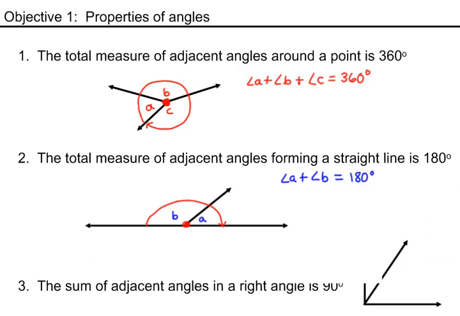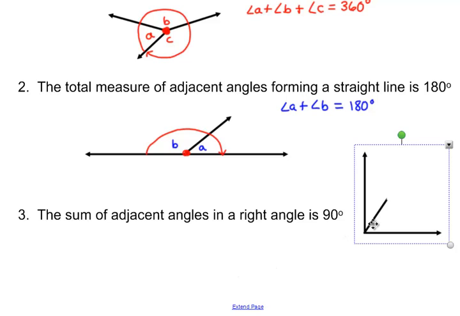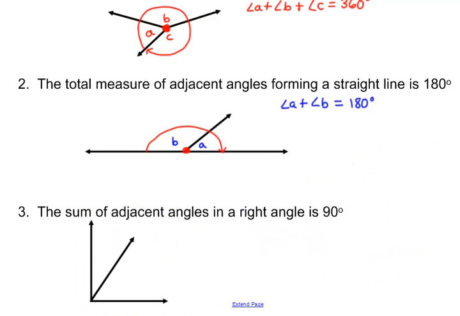Okay, the third one that we're going to talk about is right angles. We're saying the sum of adjacent angles is a right angle. So if we have two angles that come together at 90 degrees, here's my 90 degrees, we can see that angle A plus angle B, because angle B is right here, adds up to 90 degrees.